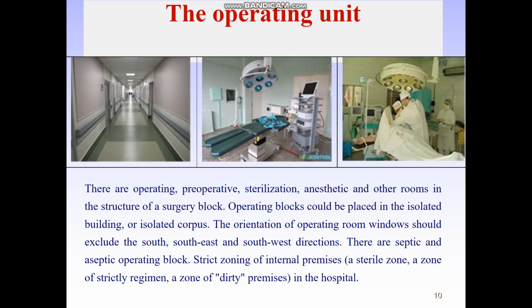Entrances to the operating block for personnel should be organized through a sanitary inspection room and for patients through a sluice. There are septic and aseptic operating blocks with the condition of strict zoning of internal premises: a sterile zone, a zone of strict regime, and a zone of dirty premises in the hospital.